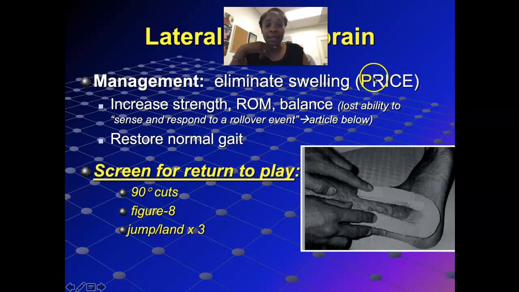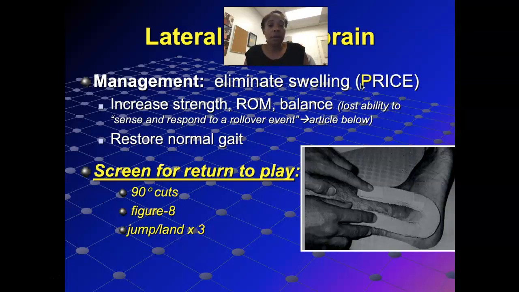In the past, that P didn't exist. And so we would rest them, we would ice them, we would compress them, we would elevate them, but we would forget to unload that ankle joint, right? If we don't unload the ankle joint, if we don't protect them, then that ligament is still being loaded as they walk. And guess what? That ligament heals in a lengthened position, which means it's not as good at providing stability to that particular ankle joint itself.